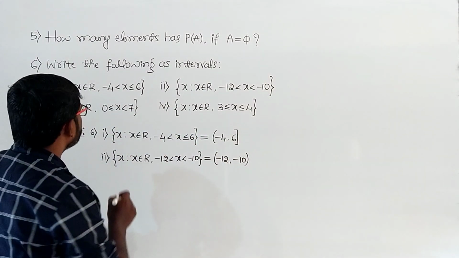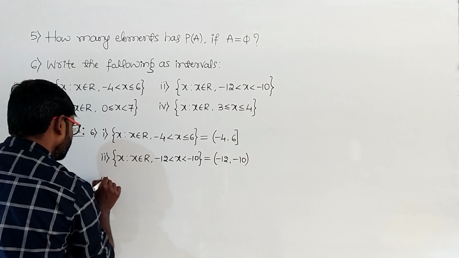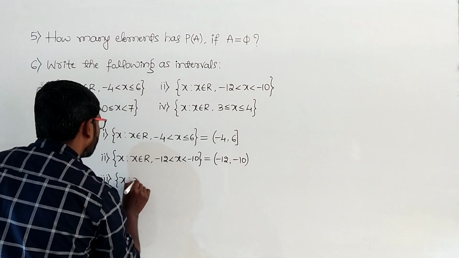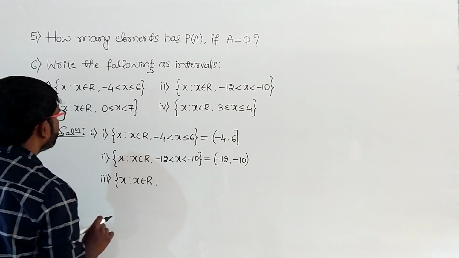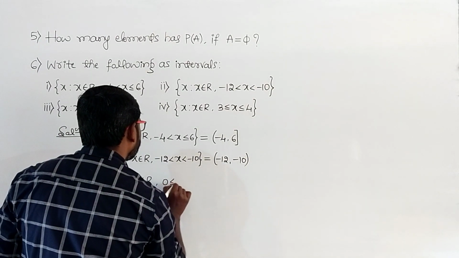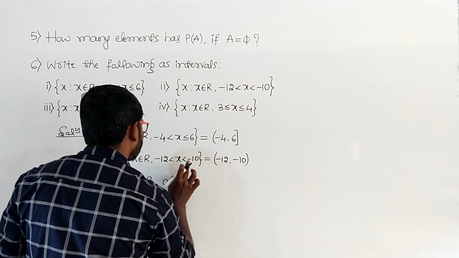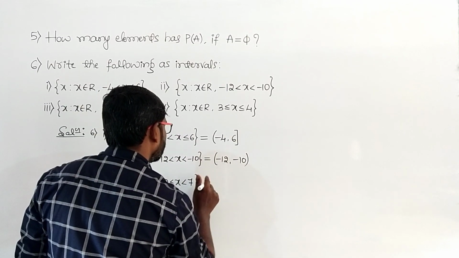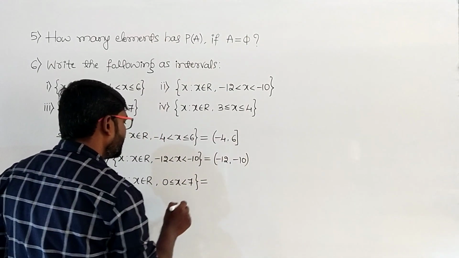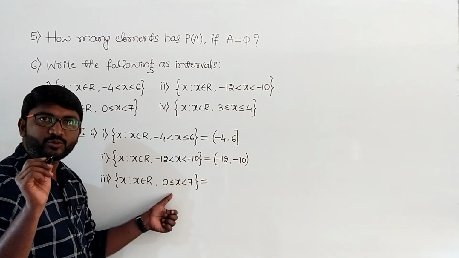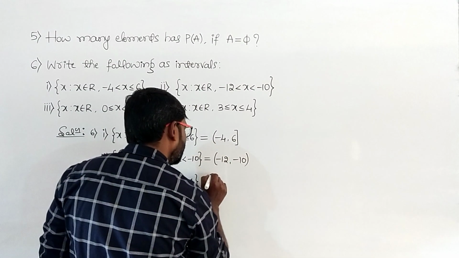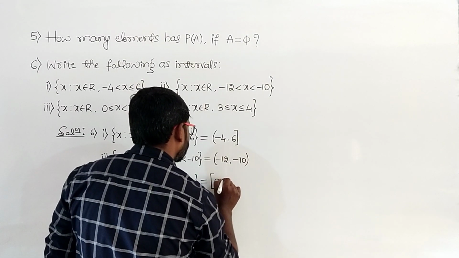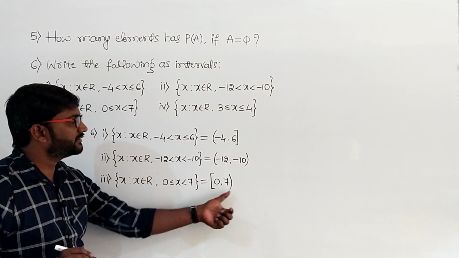So this is the interval form. Now let us go for the Roman number 3. X such that x belongs to R, and then 0 less than or equal to x less than 7. So here it is x greater than or equal to 0. That means we have to take the square bracket. It is 0 comma open interval 7, it is 0 comma 7, semi closed semi open interval.